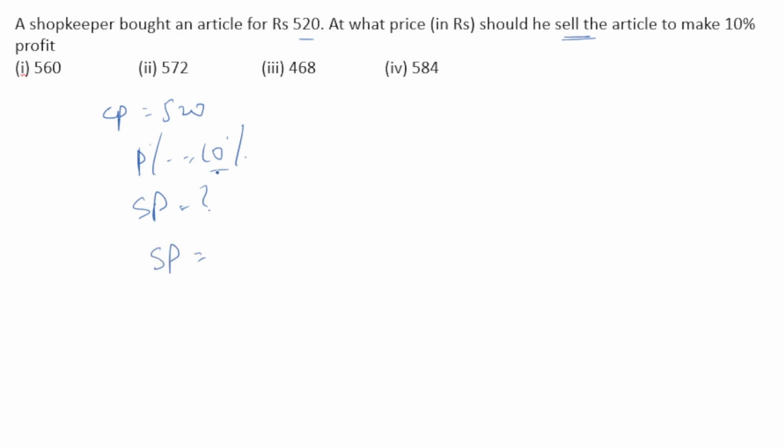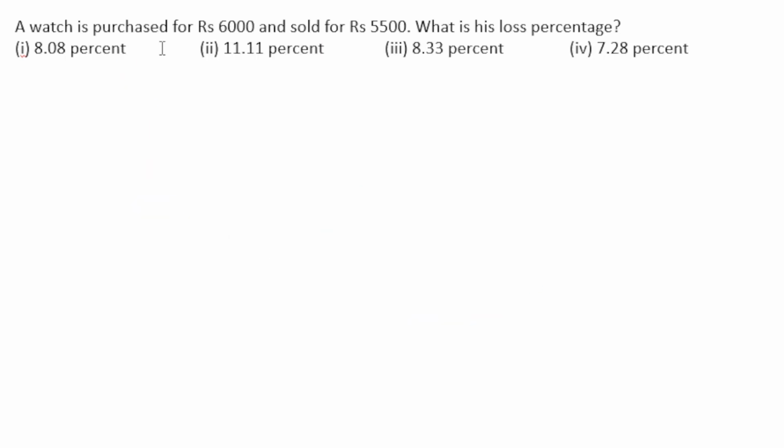So what is selling price here? It is 10% profit, so it is 100 plus 10, it is 110%. 110 divided by 100 into cost price. This is 11 by 10 into 520. 0 and 0 will be cancelled. So the answer is 572 rupees. It is the second option. Next one, a watch is purchased for 6,000 and sold for 5,500.